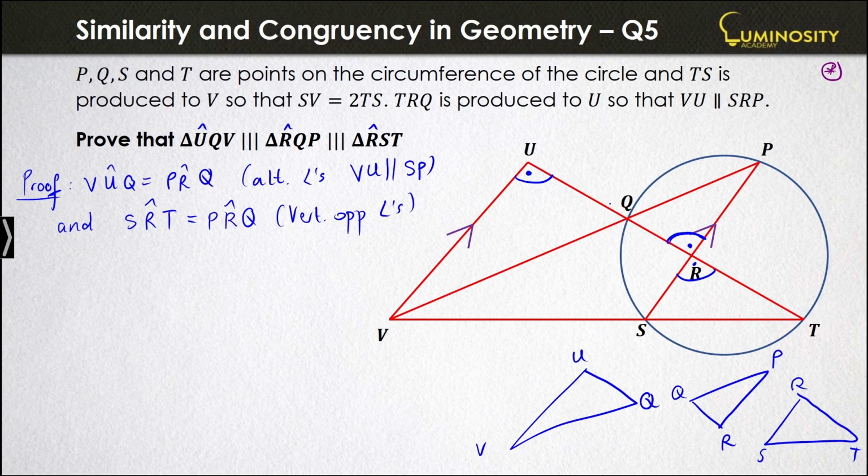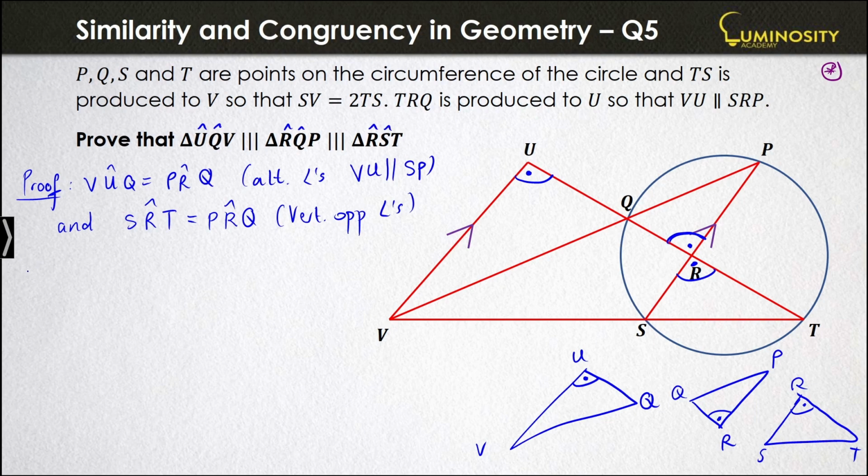So what have we actually shown? We've shown that in triangle UQV, this angle here, U, is equal to angle R in triangle RQP, and that angle is equal to this angle here by vertically opposite angles. So we've shown the first case: angle U equals angle R equals angle R in those three respective triangles. Let's go for the next one. We need to show angle Q, Q, and S are equal in those respective triangles.